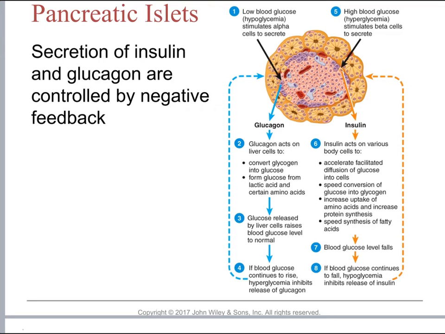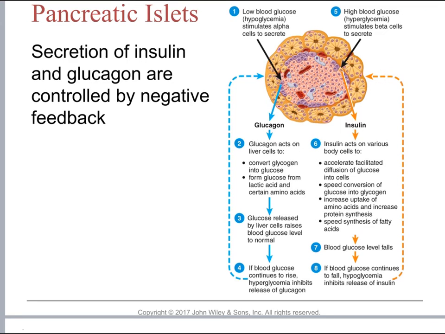Now let's go on the other side, the flip side. If we have hyperglycemia, high blood glucose, this is going to stimulate the beta cells to secrete insulin. Insulin acts on various body cells to, 1, facilitate diffusion of glucose into the cells, so we're uptaking sugar into the cells, speed the conversion of glucose into glycogen, increase uptake of amino acids, and increase protein synthesis. We're also going to speed the synthesis of fatty acids. Again, these are storage. We're storing this energy. Blood glucose level falls. If blood glucose continues to fall, hypoglycemia inhibits the release of insulin.